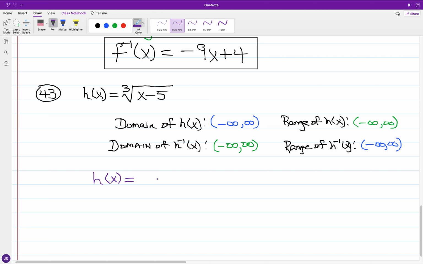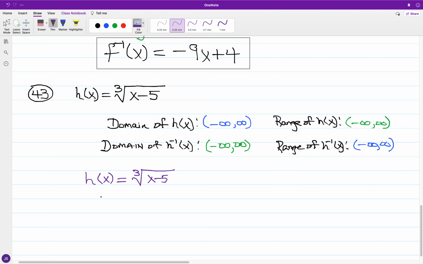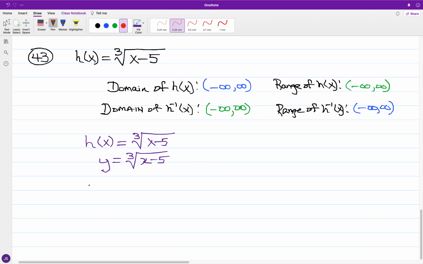Again, so you have h of x is equal to the cubic root of x minus 5. Okay, and again, just translating in terms of the variables x and y. So you have y is equal to the cubic root of x minus 5. Okay, and then once again, just crossing over into the threshold of determining the inverse. And we have upon interchanging x and y.